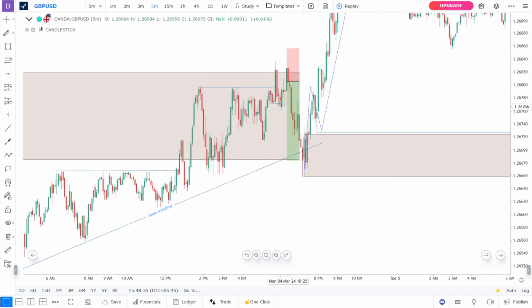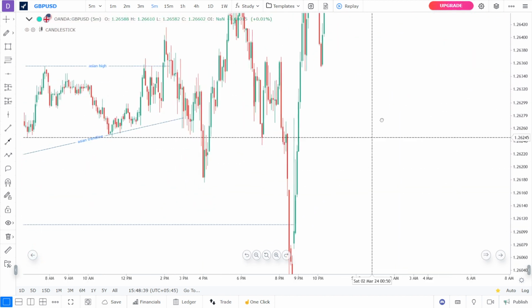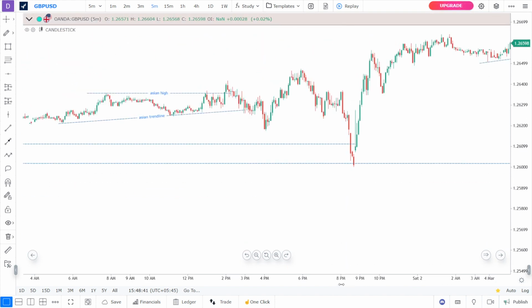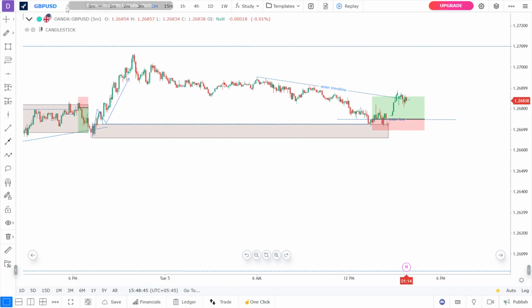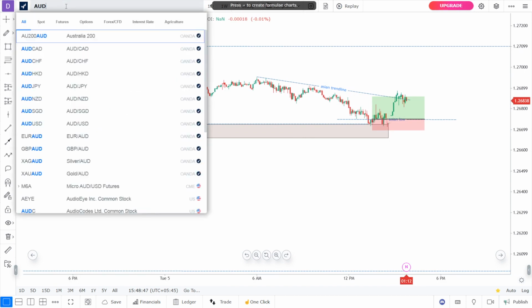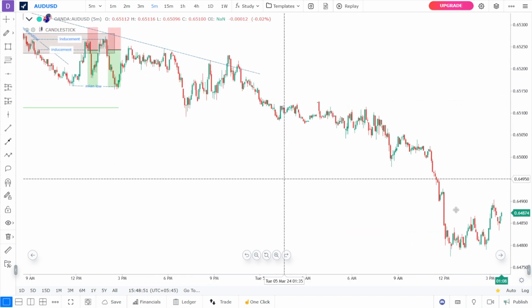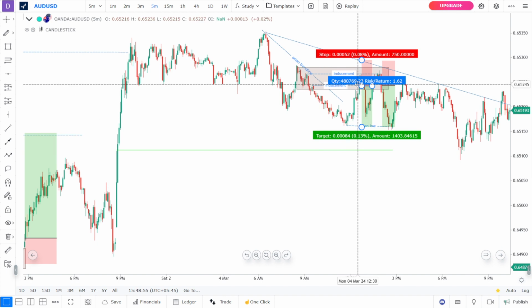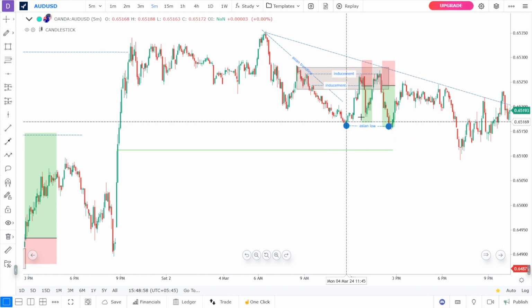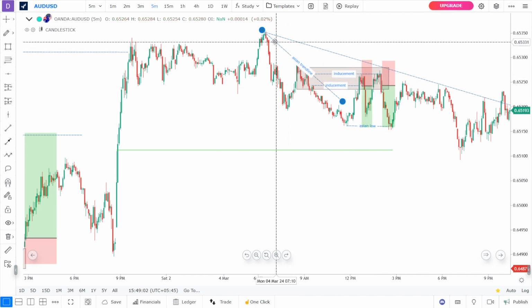And here yesterday also we did the same thing. That was a 1:2 trade. It works on GBP USD and AUD USD as well. If you look at AUD USD, I haven't read the market today, but yesterday I made a video on that, you can check it out. There were two beautiful trades based on the same strategy.